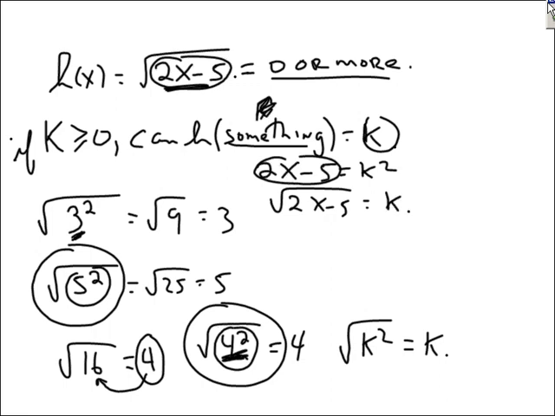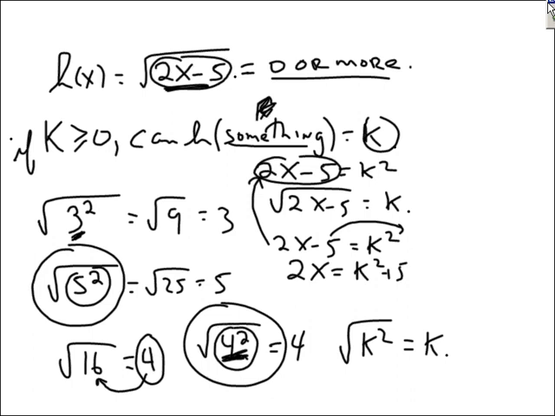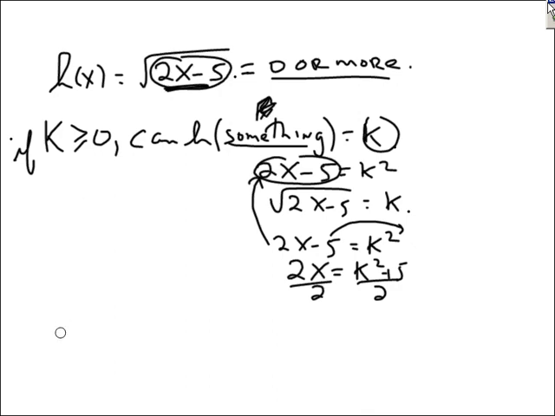Okay, so now I just need to find out what x is. Like this line says, 2x minus 5 must be k squared. Solve it. Bring the 5 over. So then 2x must be k squared plus 5. Divide by 2, and then we have our x value. The 2's cancel. X should be k squared plus 5 over 2.